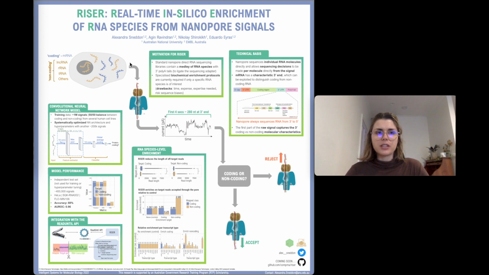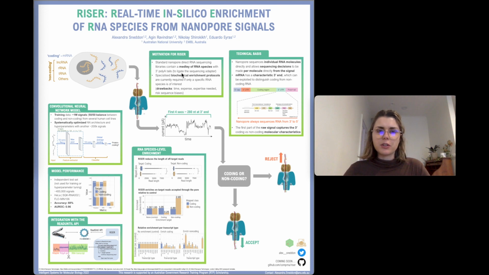So the way that it works is as the molecule traverses the nanopore, RISER assesses the first few seconds of the signal that's produced. And in real time, it's able to classify whether the RNA is coding or non-coding, and then use that decision to tell the sequencer to either accept or reject the particular RNA strand. So in this way, RISER is able to effectively enrich or deplete the coding or non-coding RNA species.